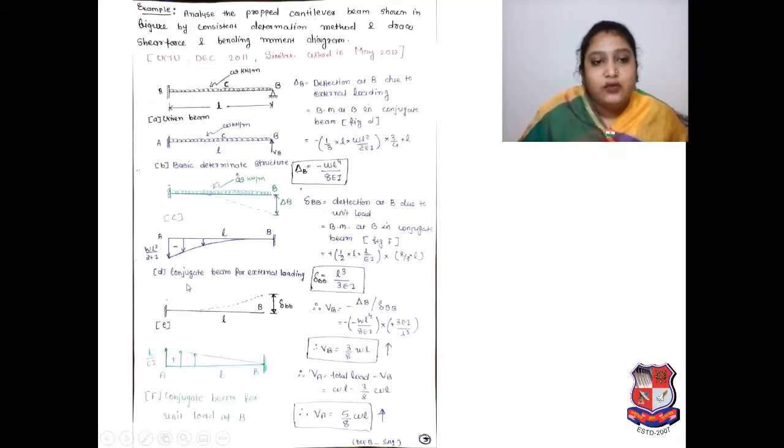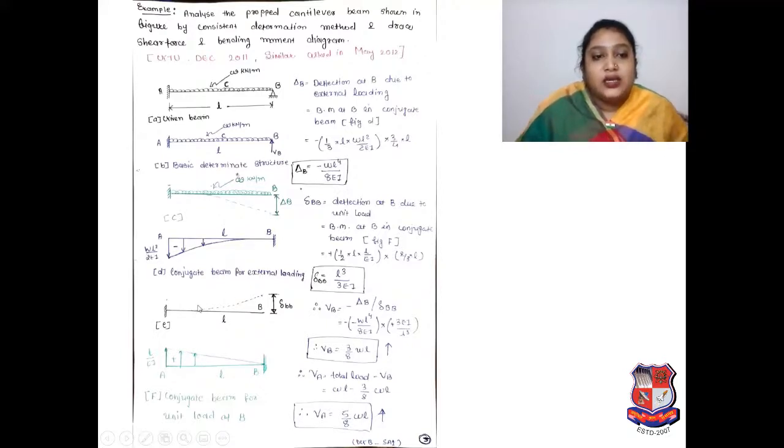Then we have to go for the conjugate beam for external loading. Whatever external loading is there, for that our conjugate beam diagram will be in parabolic shape. It is downward, meaning negative. UDL is there, meaning W into L by 2, and it is the M upon EI diagram. So as per the moment, W into L by 2, so WL square by 2, and divided by EI. Why? Because it is the M upon EI diagram. So our M upon EI diagram value will be WL square upon 2EI.